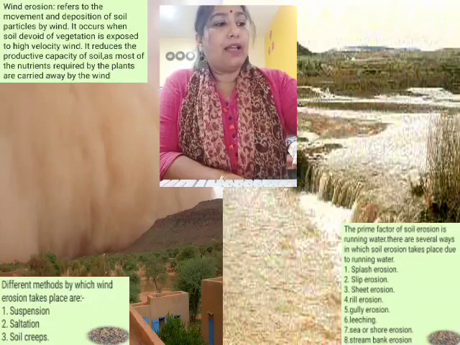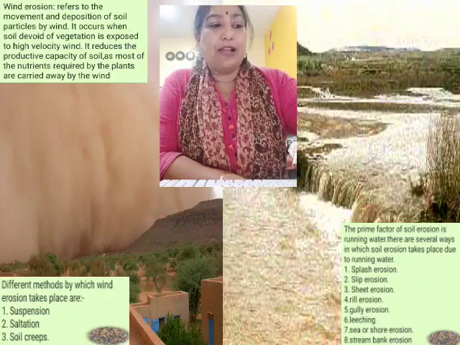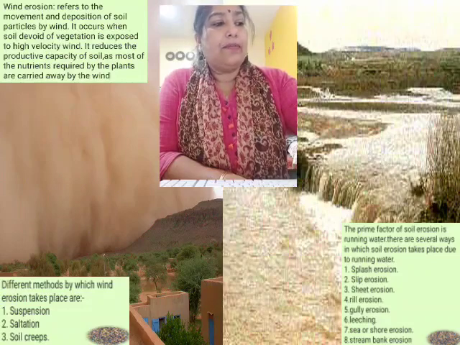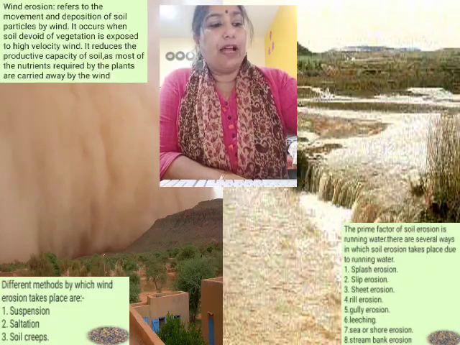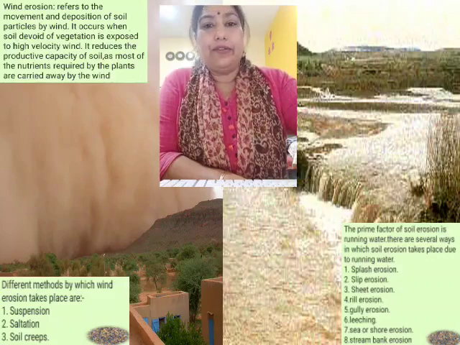Now, stream bank erosion. Streams or rivers change their courses by cutting one bank and depositing the silt load on the other. During flash floods, the damage is accelerated. Stream bank erosion is prevalent in the floodplains of Ganga, Yamuna and other rivers.